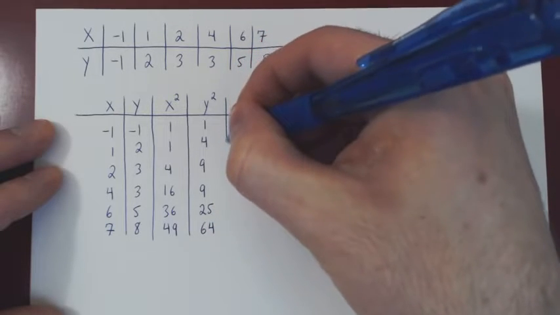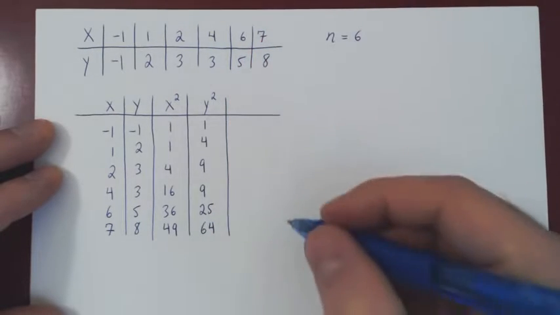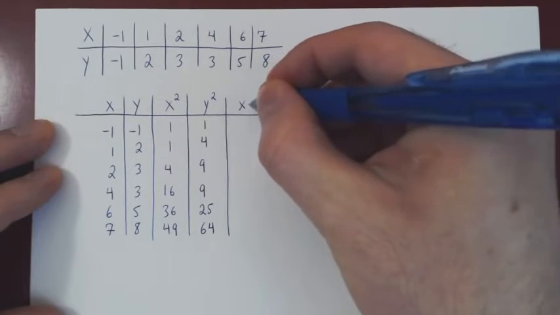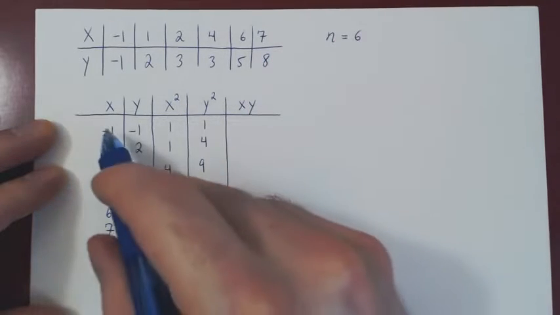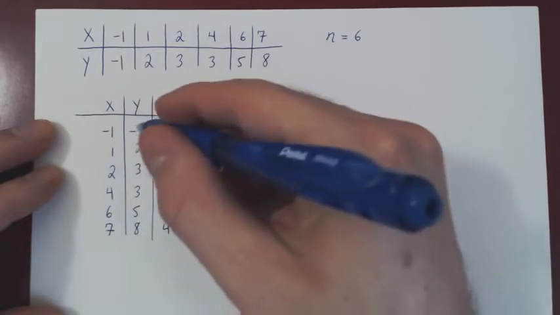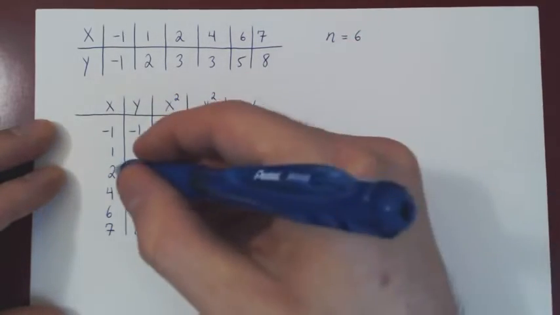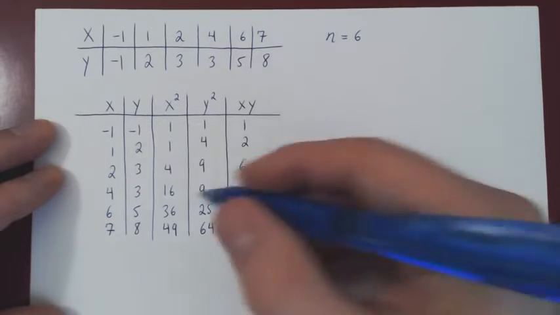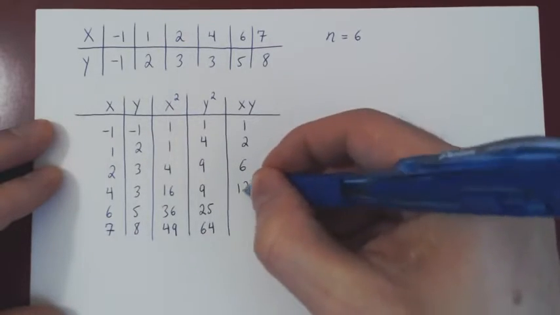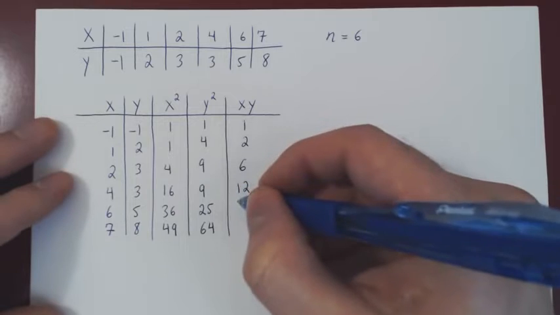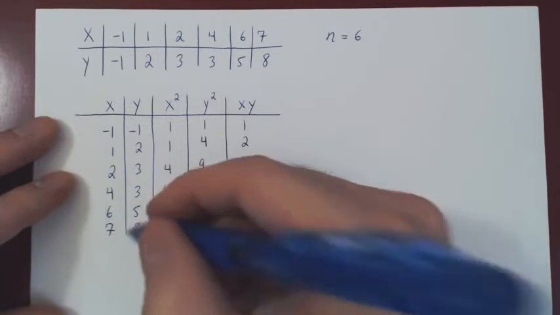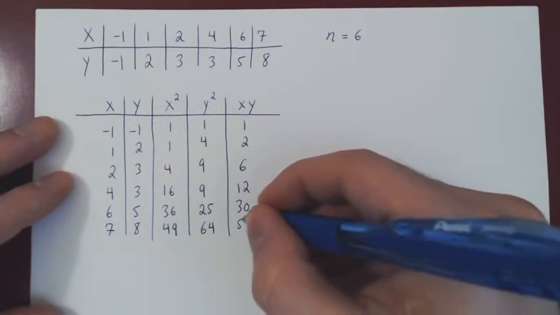And finally, the third column, the cross terms, the product of the corresponding x and y values. So negative 1 times negative 1, 1. 1 times 2, 2. 2 times 3, 6. 4 times 3, 12. 6 times 5, 30. And 7 times 8, 56.